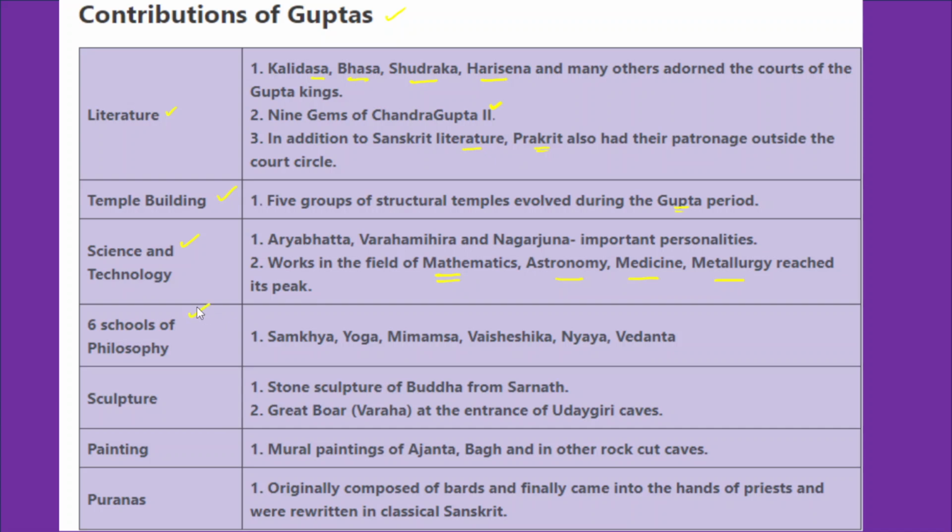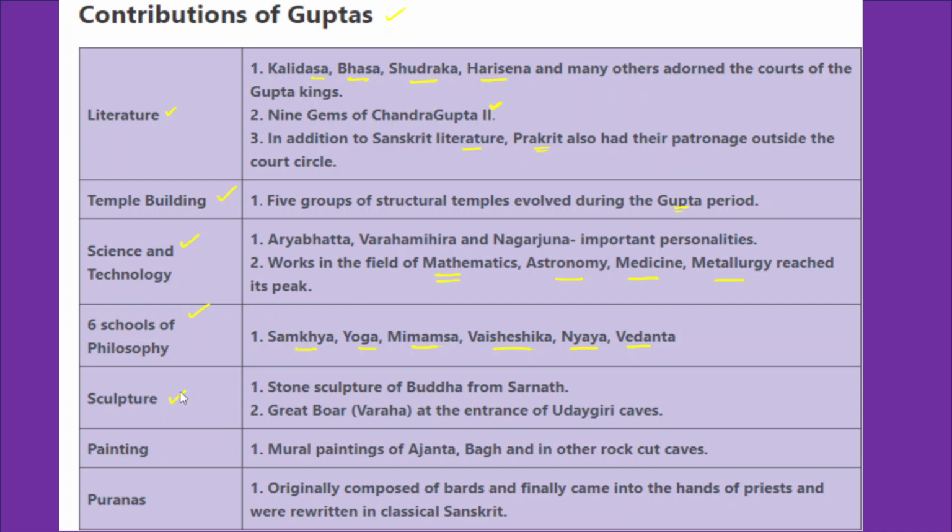And the six schools of philosophy were also developed during this Gupta period. These philosophies were Samkhya, Yoga, Mimamsa, Vaisheshika, Nyaya and Vedanta. These philosophies are also important for your prelims examination, so please read about them in a detailed way.